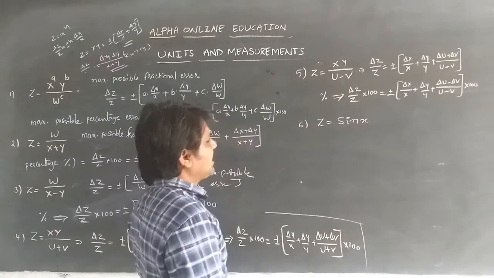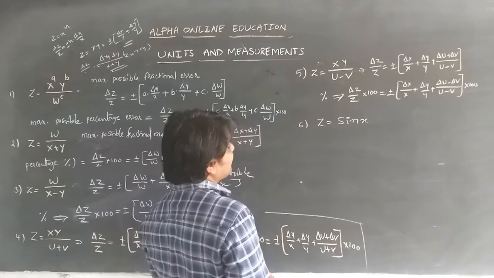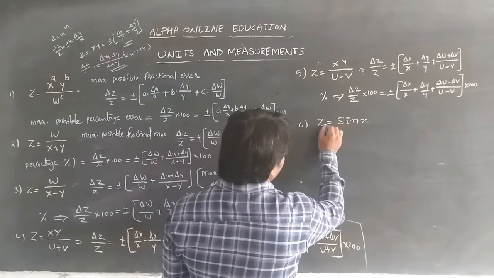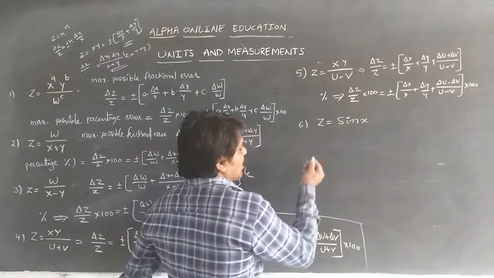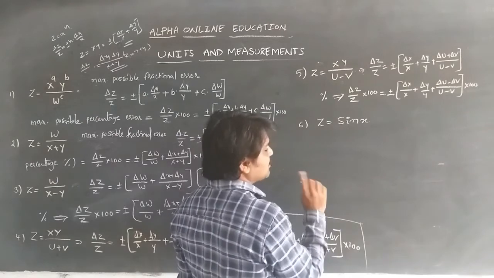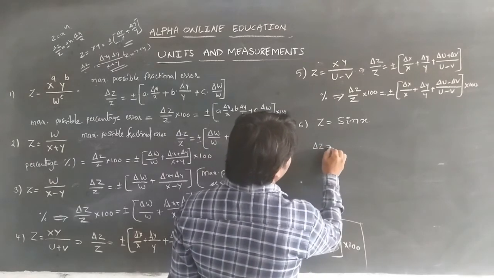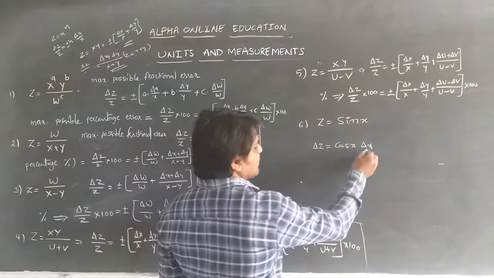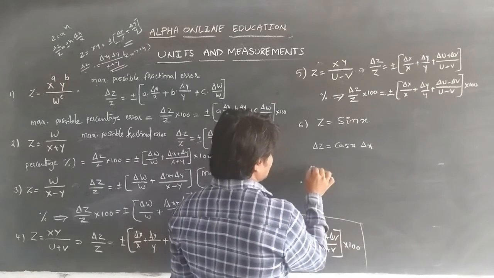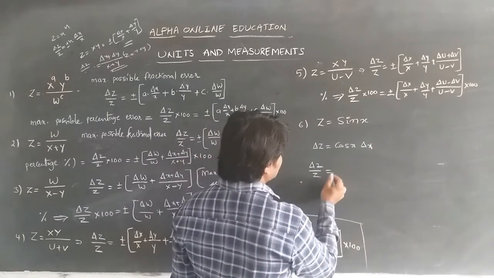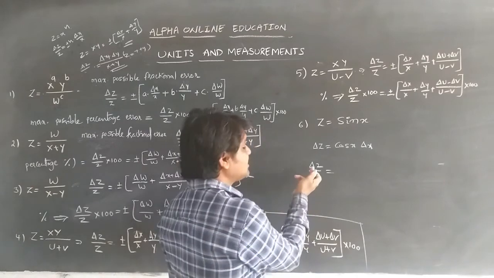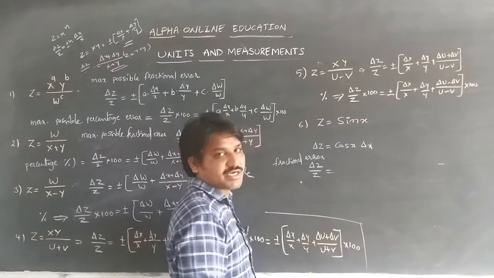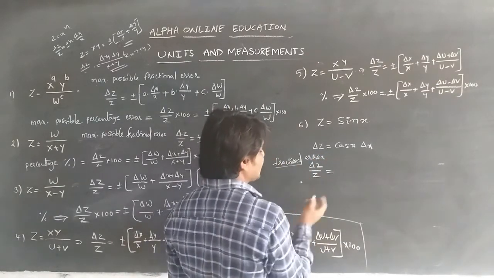The next one is, if the equation is given in sine form, we use the differential method. If z is equal to sin x, how do we write the error? If we differentiate both sides, then delta z is equal to cos x delta x. Delta z by z is the fractional error. The fractional error can also be called the relative error. Relative error and fractional error are the same.